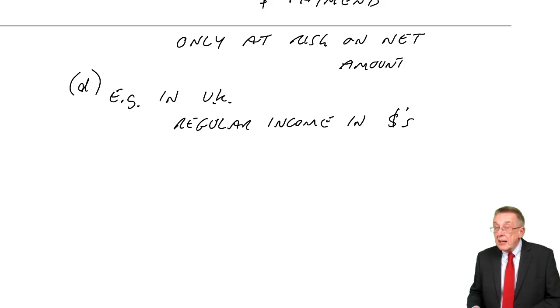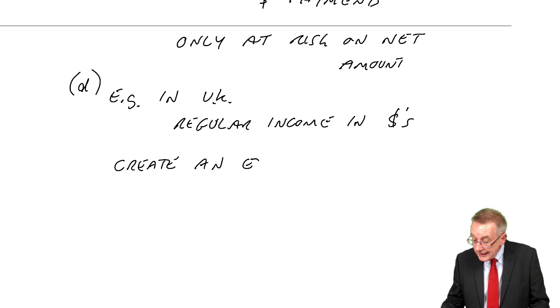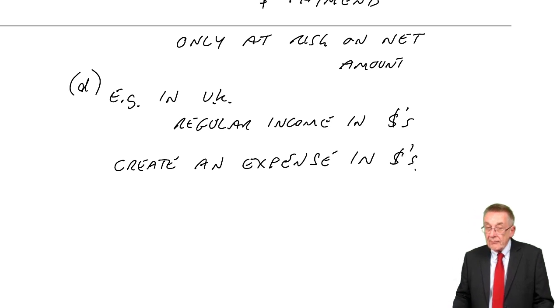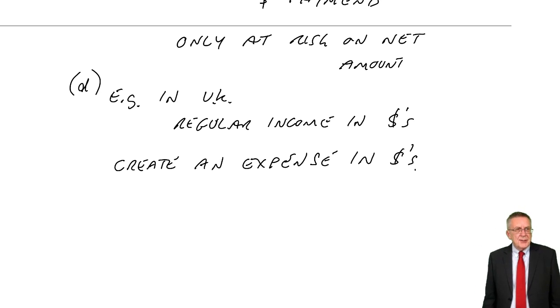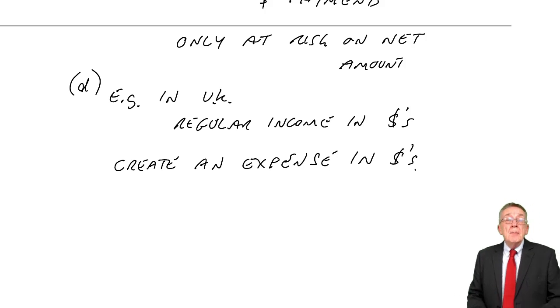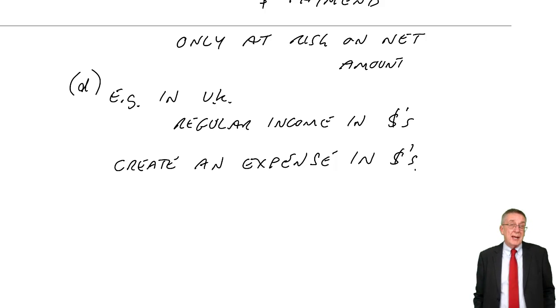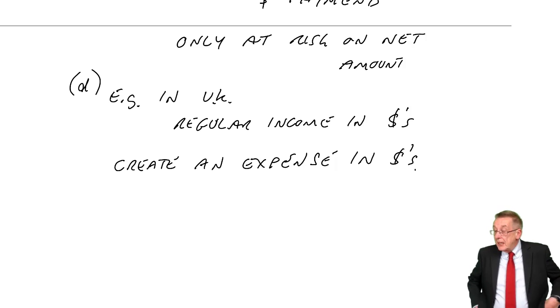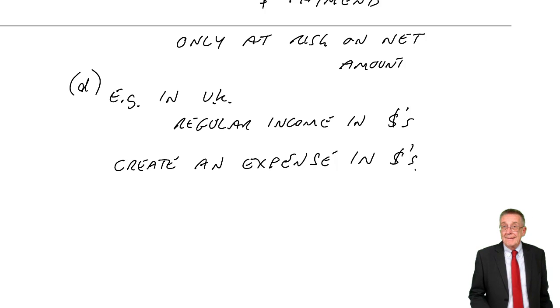And so what matching is, let's create an expense in dollars. How could I create an expense? Lots of ways. Two examples. One is, maybe I was intending to borrow some money, and normally I would borrow pounds, obviously, and pay interest in pounds. Maybe, though, I deliberately borrow dollars, so I've got to pay interest in dollars.